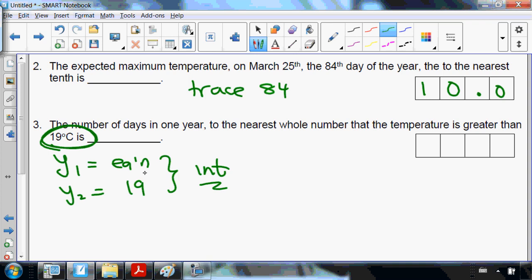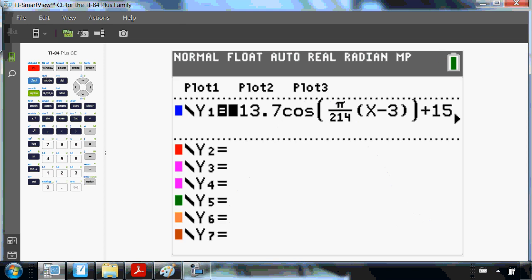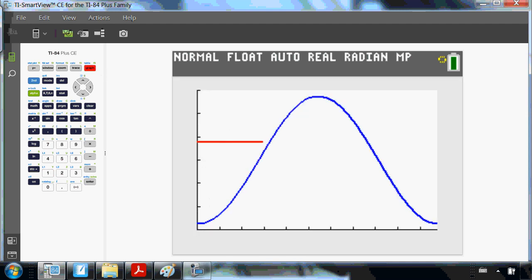Y1 is the cosine equation that we just came up with. Y2, I'm going to put in 19, and then I'm going to find the intersection. Okay, so into my calculator, go into Y equals, and then I'll put in 19 and hit graph. Okay, so you can see above that red line is when it's above 19 degrees. So I just have to figure out the 2 different times.